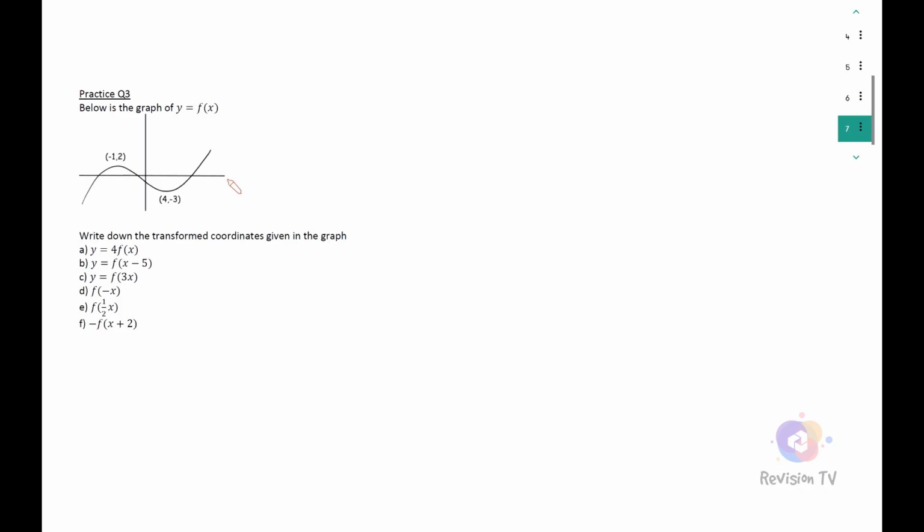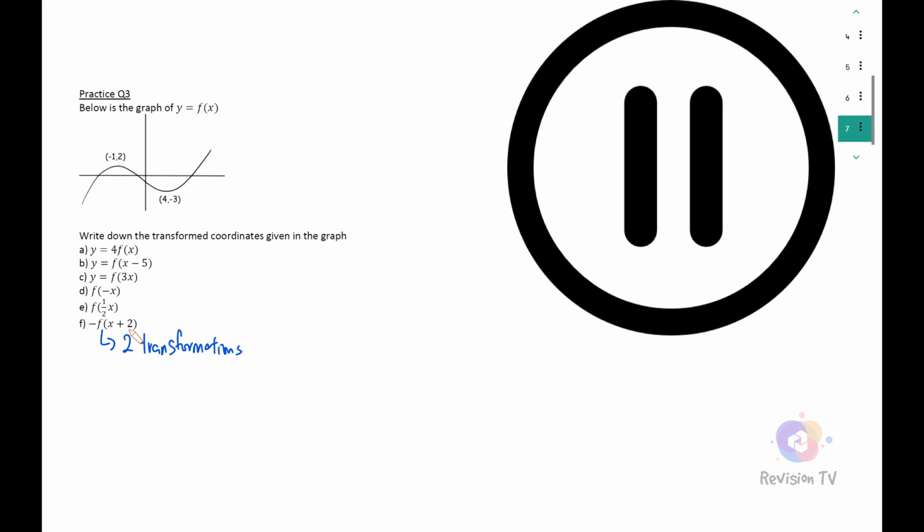Here comes the last practice question. This time you've got two coordinates that you need to transform for each transformation. For part F, there are two transformations, so do give you a bit of heads up. There are two transformations in here. Just do it one by one. It doesn't matter which one you do first. Okay, have a go at the question. When you're ready for the answer, you can press play.